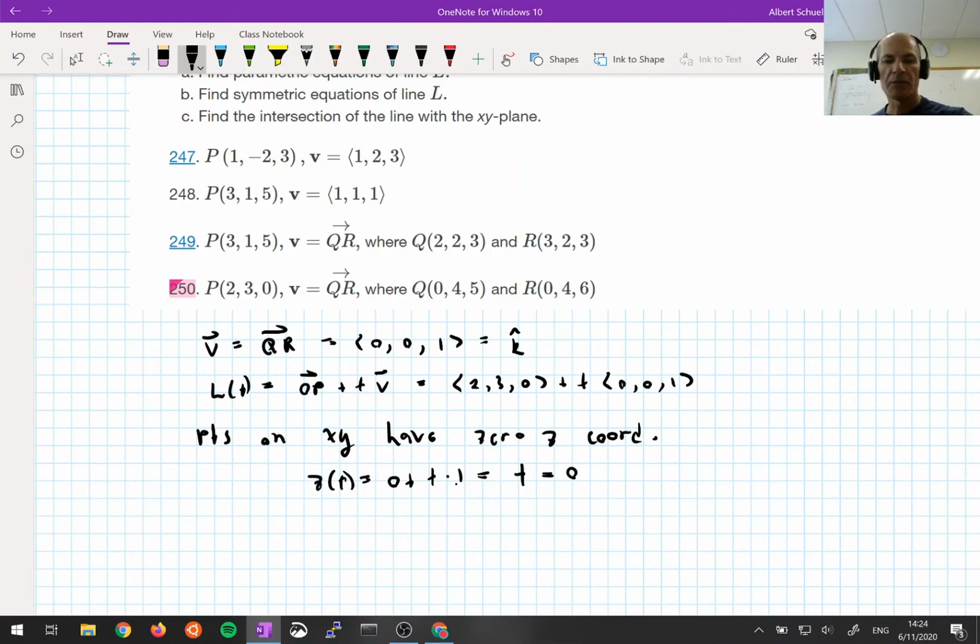Now to find the point of intersection of the line with the xy plane, I go back and compute L of 0, and I learn that that's (2, 3, 0). We probably could have figured this out without doing too much work because we know that the point P lies on the line, and by virtue of its having 0 z coordinate, we know that it also lies in the xy plane. But this is a systematic way of answering that question.